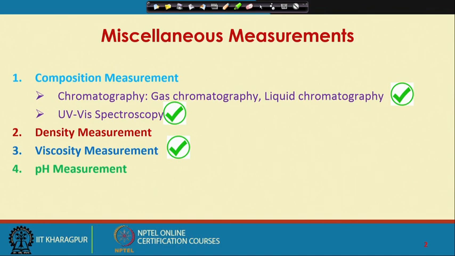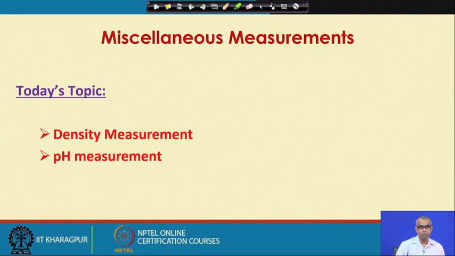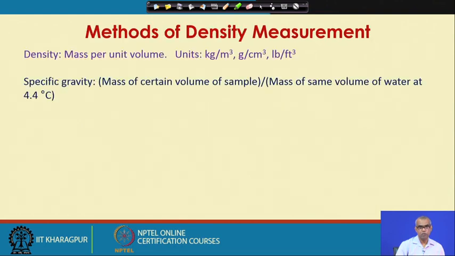So, we have talked about composition measurement, viscosity measurement. So, let us talk about density measurement and pH measurement, and first we talk about density measurement. So, as we discussed, density is nothing but mass per unit volume. So, typical units will be kg per meter cube, gram per centimeter cube, pound per meter cube.